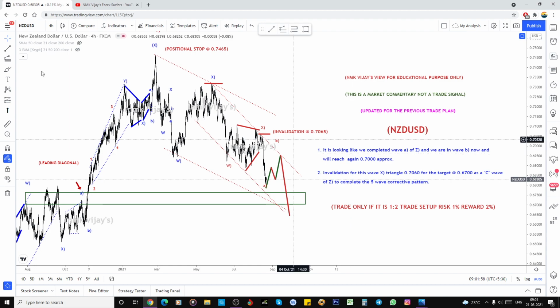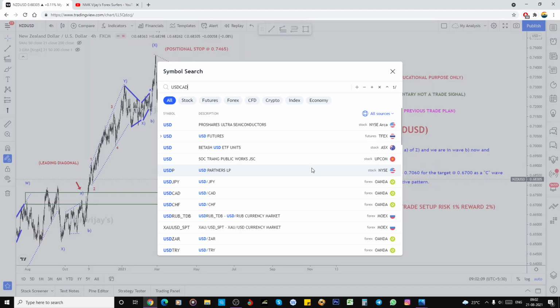Okay, let's see New Zealand dollar, the three-way structure again. So, and again I'm expecting only the downtrend. So let's move on to USD CAD.